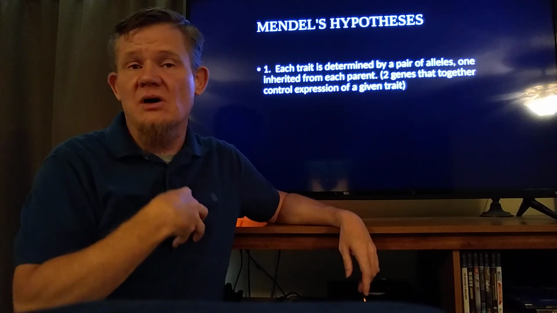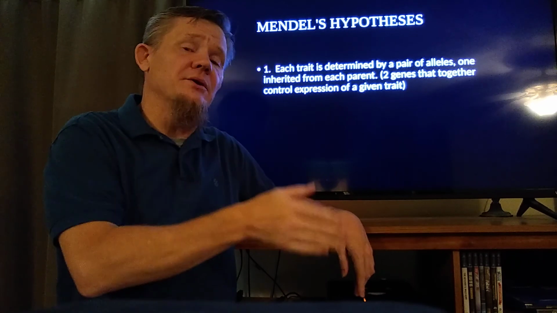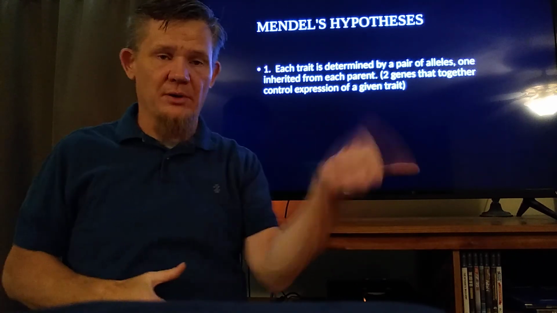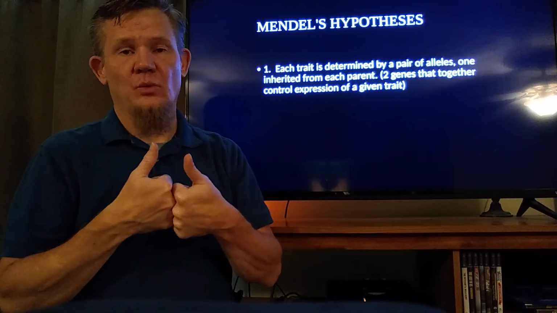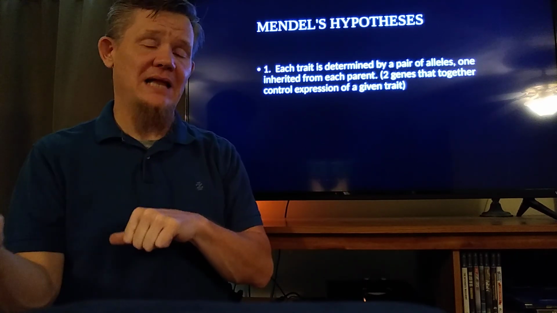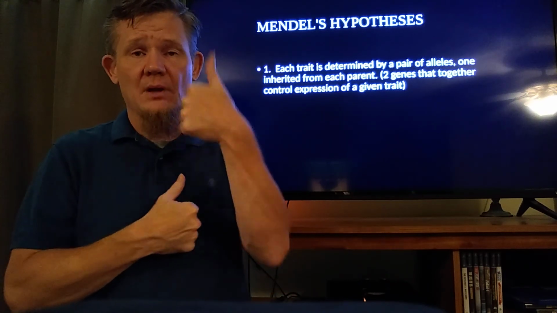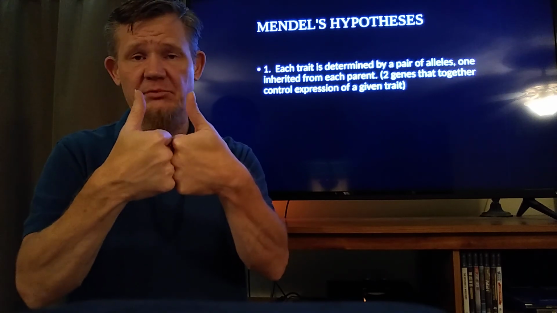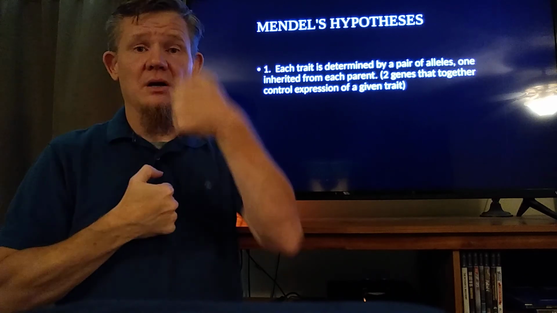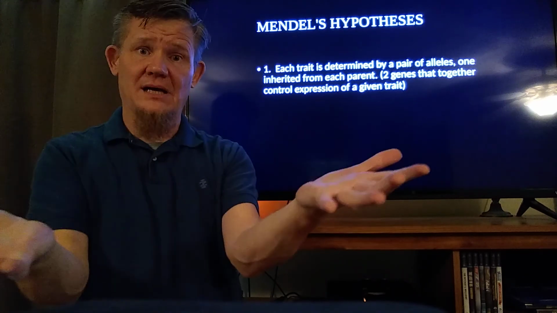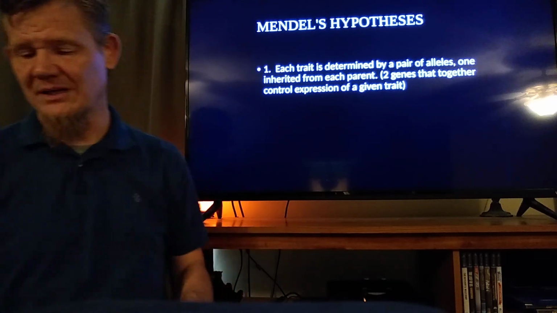So in this case, let's talk about flower color. The gene is for flower color, and there are 2 versions of that gene, the purple allele and the white allele. And whether or not you show a purple flower or a white flower is determined by which genes you got. Did you get a purple and have a purple flower? Did you get a purple and a white and have a purple flower? Or did you get a white and a white, and therefore you have a white flower? Each trait is determined by a pair of alleles, one inherited from each parent.